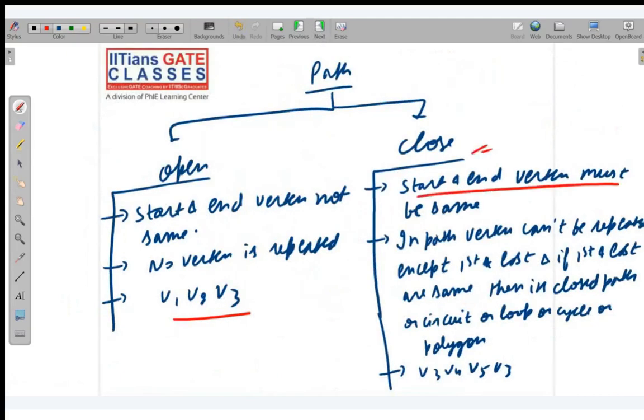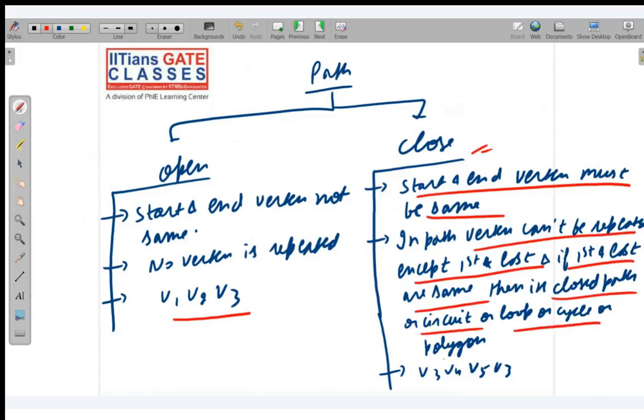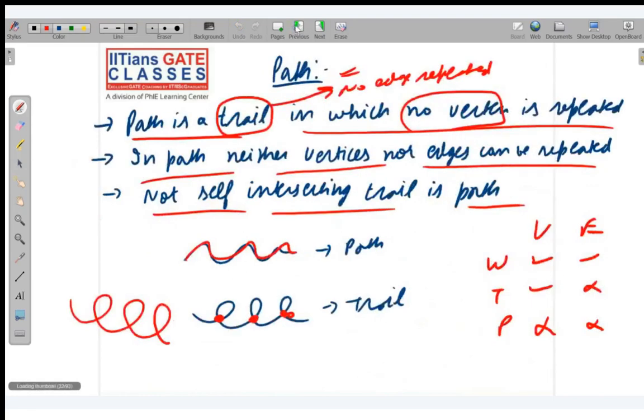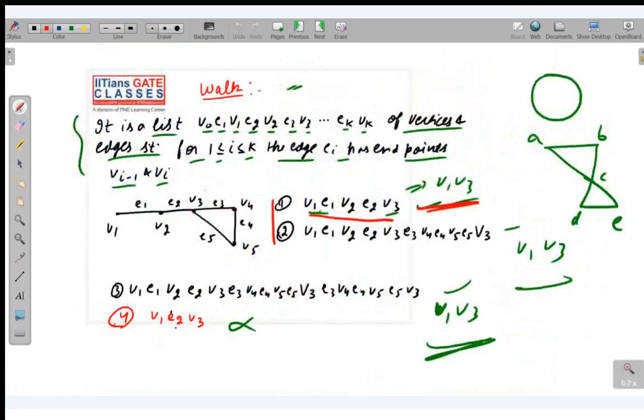Closed means, obviously, the start and end vertex must be the same. In a path, a vertex can't be repeated except the first and last. If first and last are the same, then it is a closed path, or circuit, or loop, or cycle, or polygon. These are the different names for a closed path: circuit, loop, cycle or polygon. Like v3, v4, v5, v3, that is a closed path. You can check that out. v3, v4, v5, v3, a triangle. This is a closed path.